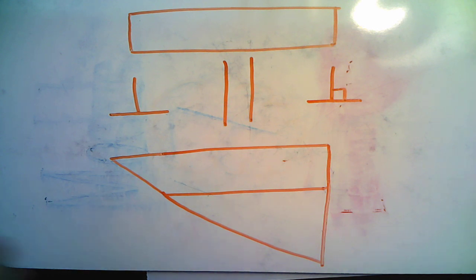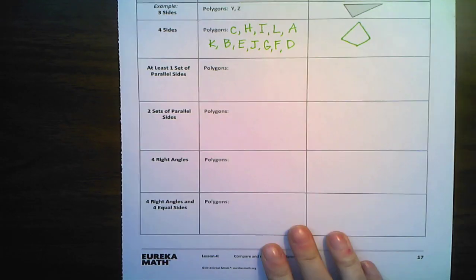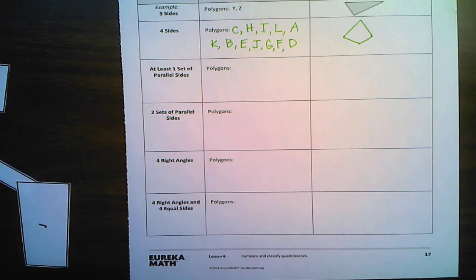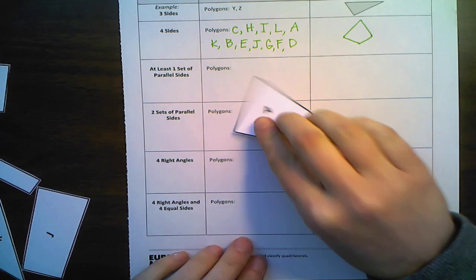We're looking for parallel lines in these polygons. So maybe we'll just go in alphabetical order. Where's A? Oh, I left her over here. Okay, A.